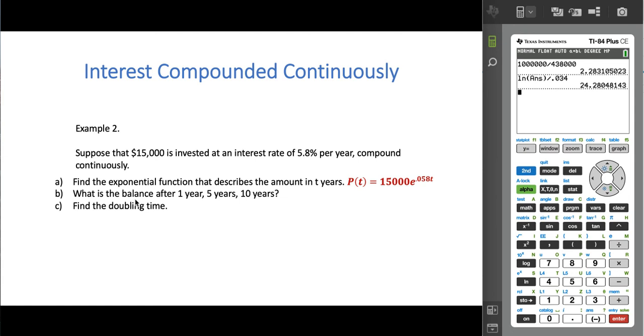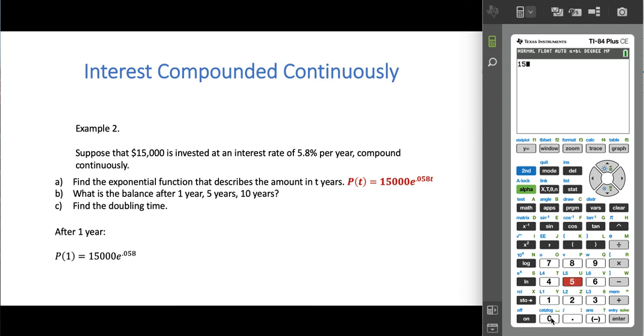Okay, next we want to find the balance after 1 year, 5 years, and 10 years. Let me clear my calculator because I want to show you a kind of cool feature on your calculator. So the first thing we want to do is find the amount that's in the balance after 1 year. So we'll type 15,000 times e to the 0.058 power. And so that's how I got the answer of $15,895.72. I'm always going to round it to the nearest penny since we're talking about money.